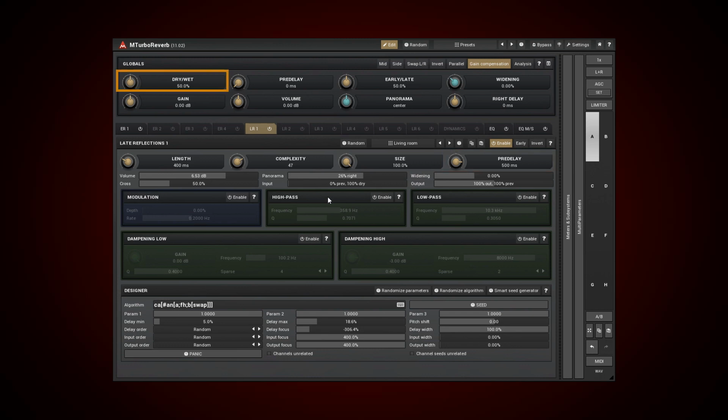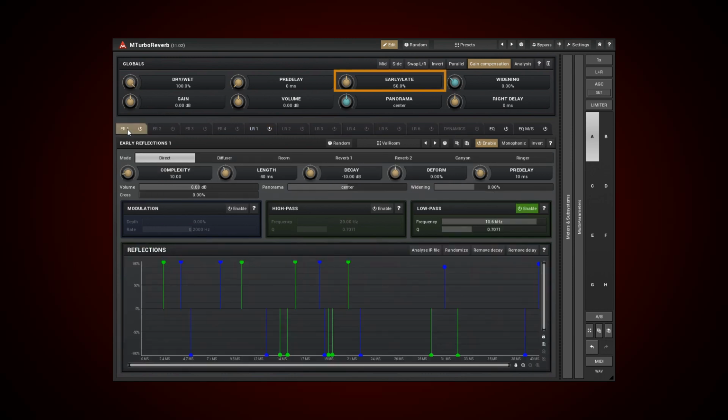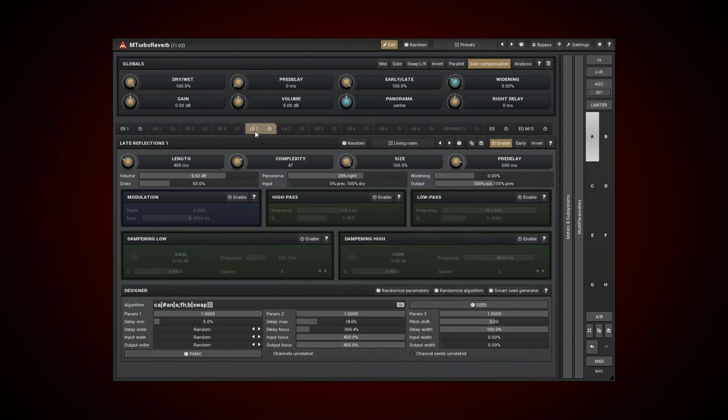I set the dry-wet parameter to 100% so we can concentrate on the reverb sound. First, let's get some early reflections from the early reflections generator. The early late controller is at 0%. Yeah, I'm happy with that. I put the early late controller to 100% and move to the late reflections tab. And this is the sound of my late reflections generator.